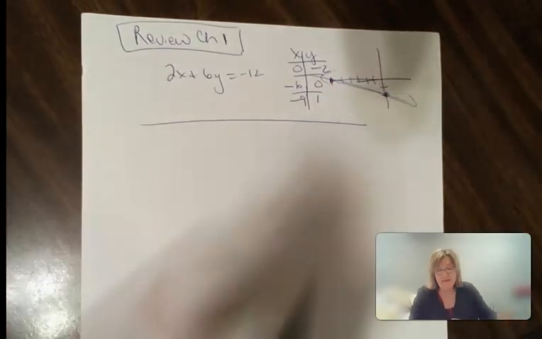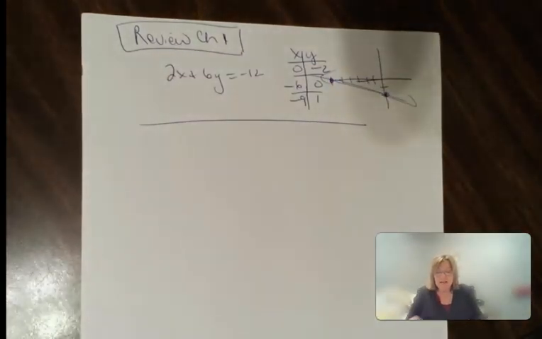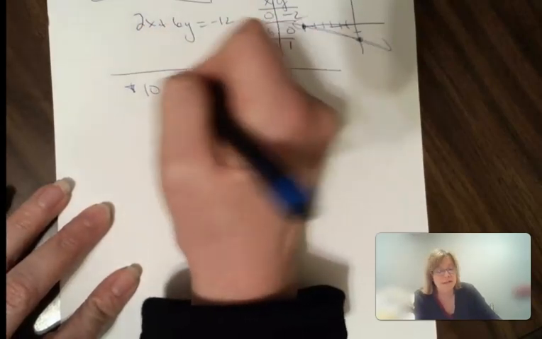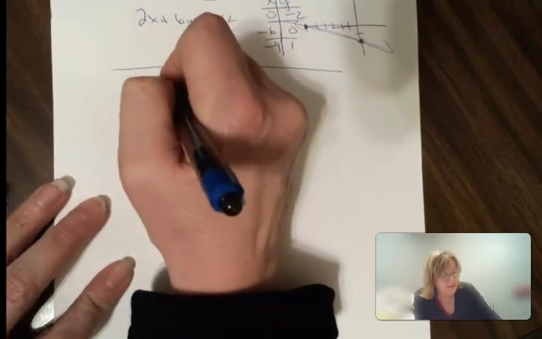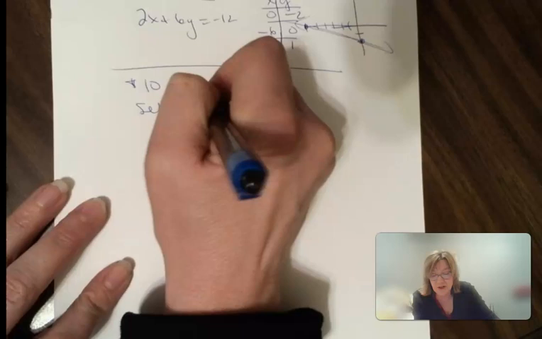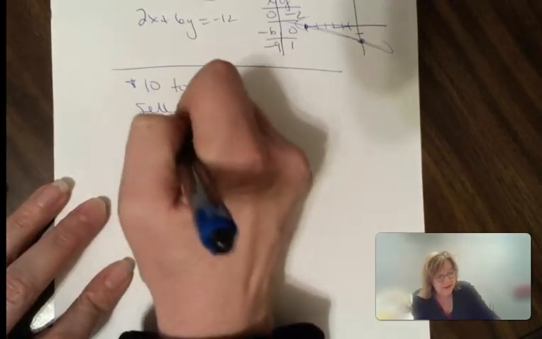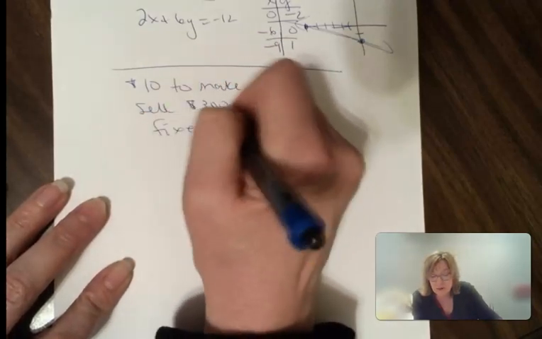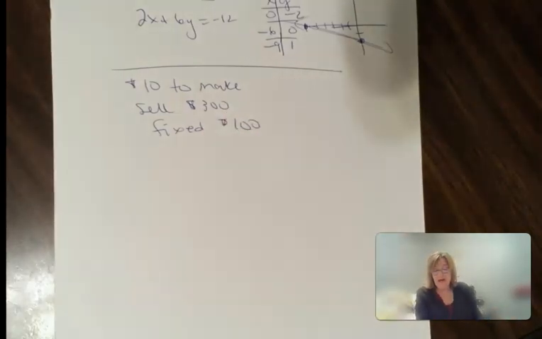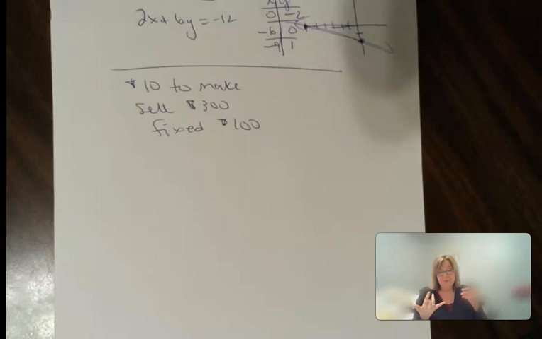All right, let's do this next. We'll come back to that later. Say an item costs $10 to make. And let's say you sell it for $30 and you have a fixed cost of $100. Okay, and I want you to write the cost function, revenue, profit, find break even, all of that jazz.